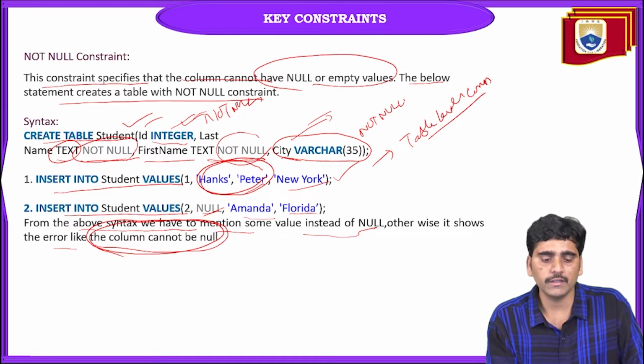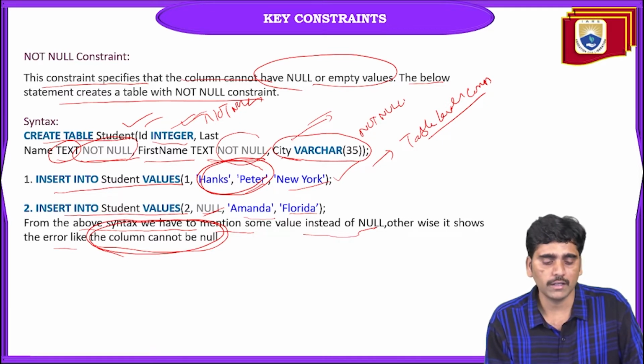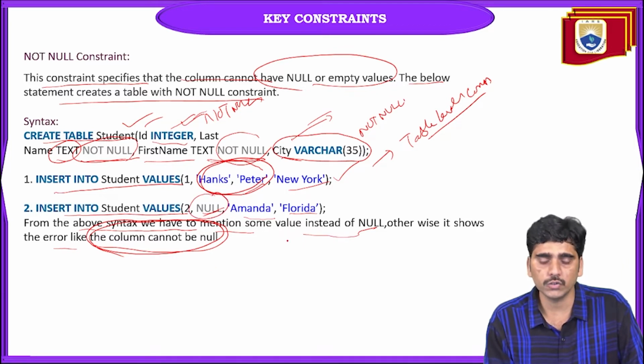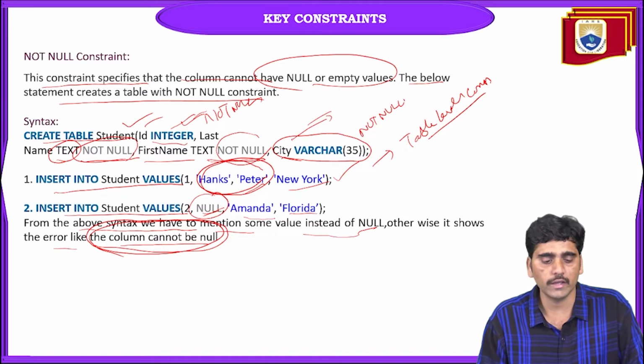If you are not specifying the ID and city varchar with the not null constraints, this is a column level constraint. So when you are inserting values here, if you specify null or empty space, then it shows an error like column cannot be null. That means indirectly it is telling you that you have to enter some values. So like that you can understand this not null constraint.